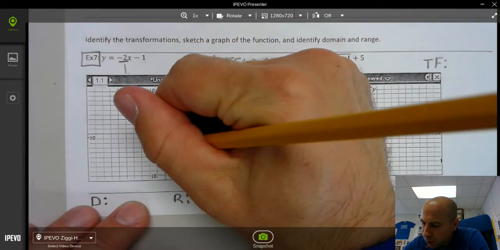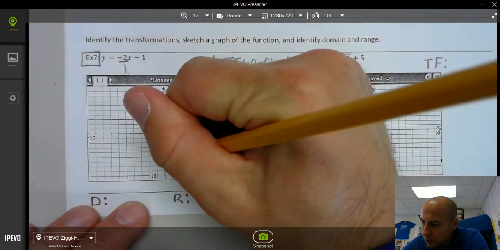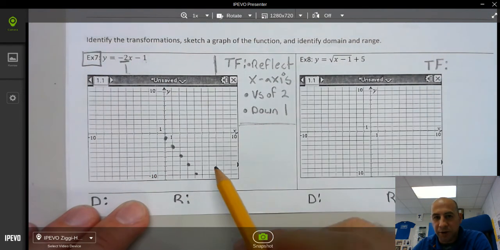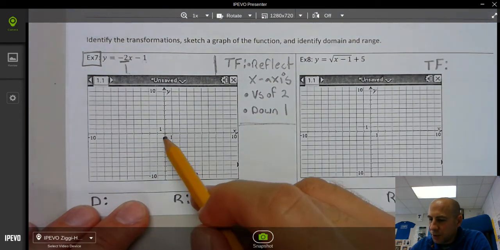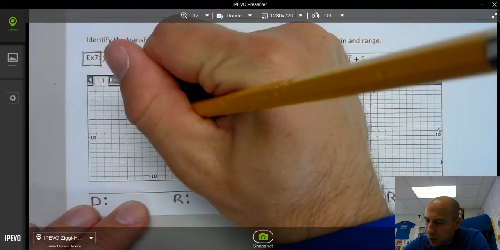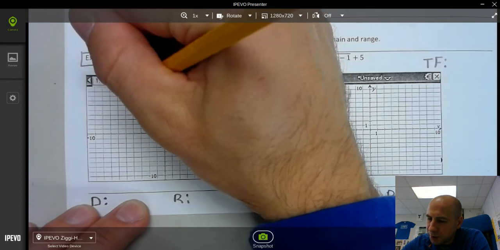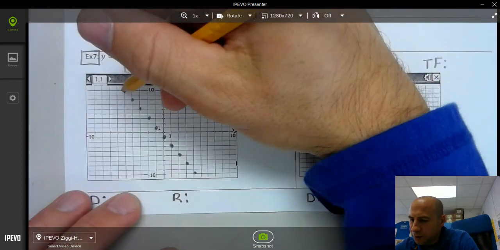So down 2 to the right 1, down 2 to the right 1, and so on. And we can actually, going in the opposite direction would be up 2 to the left 1, up 2 to the left 1, and so on. And so there's our line.